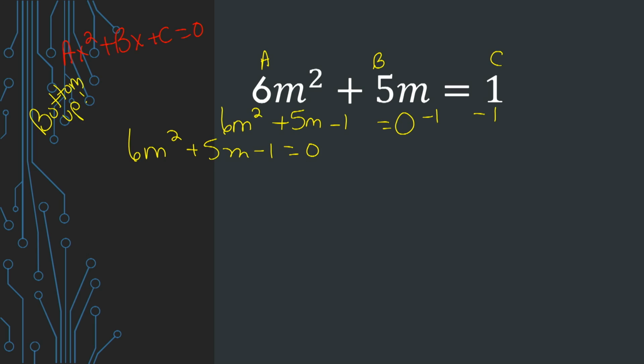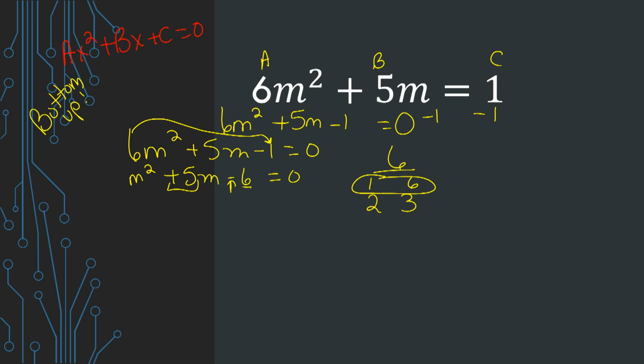Here we go. So I'm going to multiply my A into my C and rewrite m squared plus 5m minus 6 equals 0. Now I am factoring this trinomial like I always have, factors of 6 that will subtract to give me a positive 5. We know we have 1 and 6, 2 and 3. I'm going to use this pair of factors because I can subtract to get a positive 5.